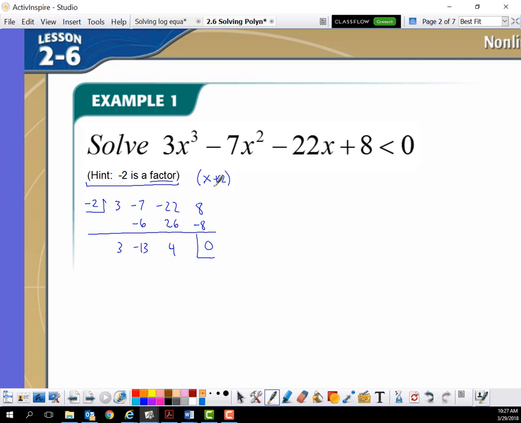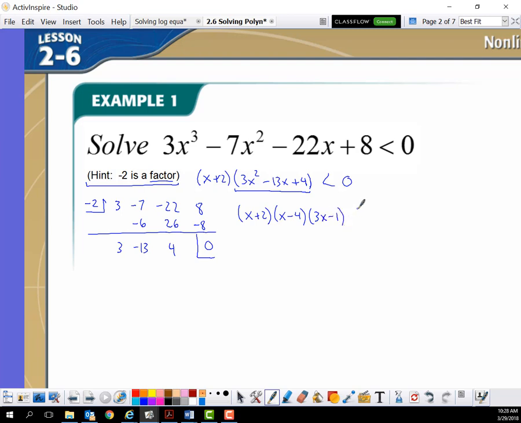So here's where we're at. We know we have an x plus 2 that's a factor. And now what we have left over is 3x squared minus 13x plus 4, and that's strictly less than 0. So now what we can do is take this trinomial and try to factor that. Depending on your method of factoring, it's up to you how you do that, but this pretty clearly is going to factor, however you do it, to x minus 4 times 3x minus 1.